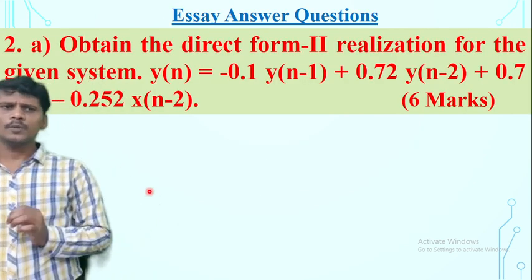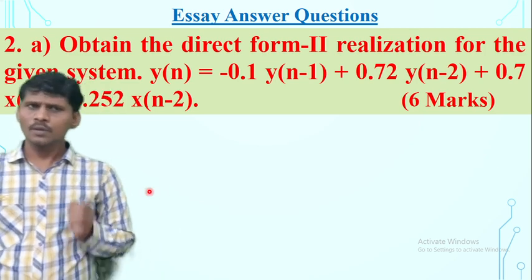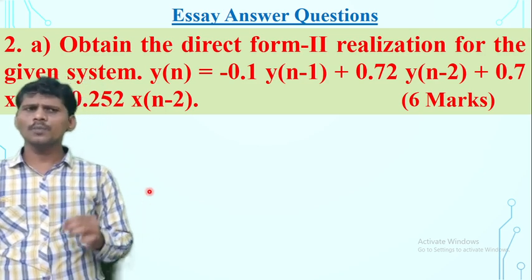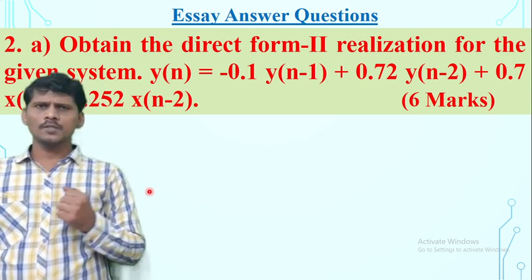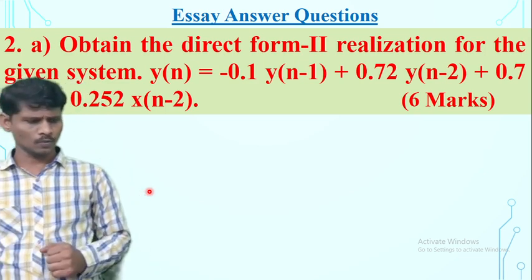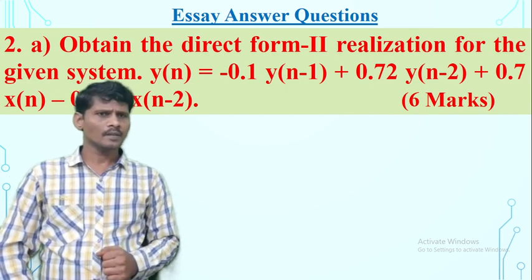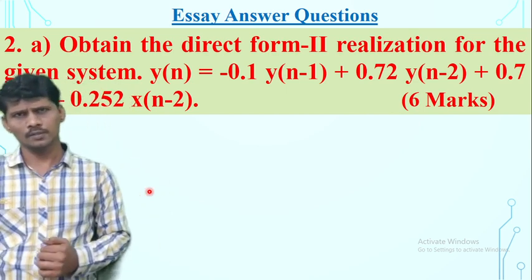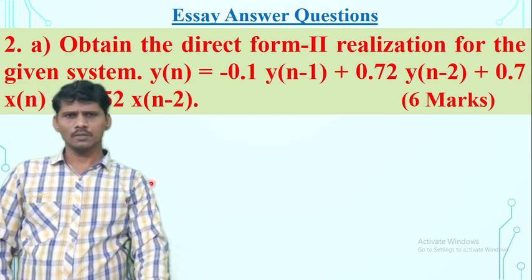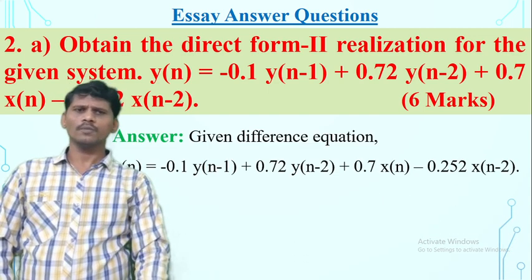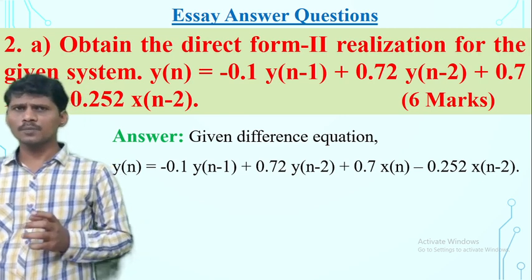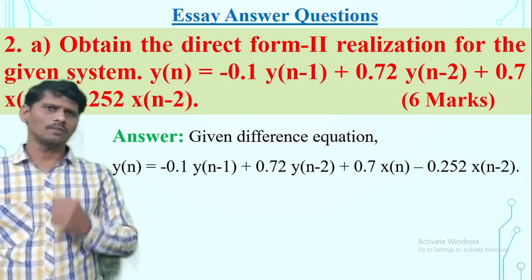Obtain the direct form 2 realization for the given system y of n equals minus 0.1 y of n minus 1 plus 0.72 y of n minus 2 plus 0.7 x of n minus 0.252 x of n minus 2. So obtain the direct form 2 realization structure. Determine the direct form 2 realization structure from the given difference equation. So first calculate the system function, or the transfer function h of z, from the given difference equation.